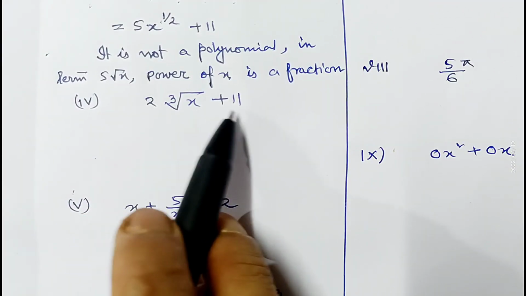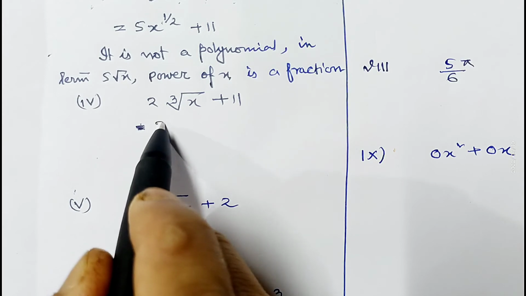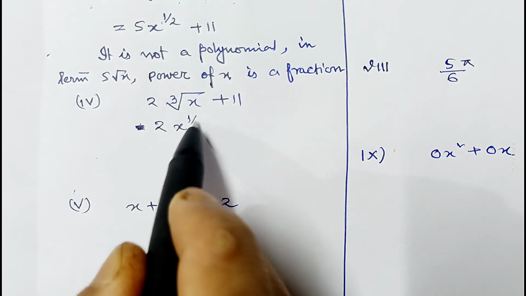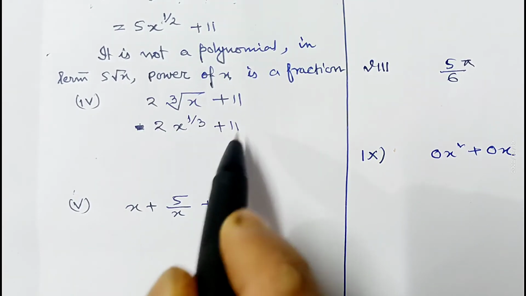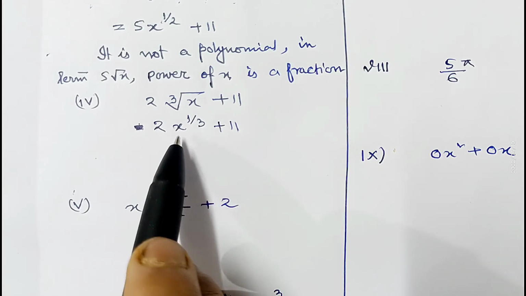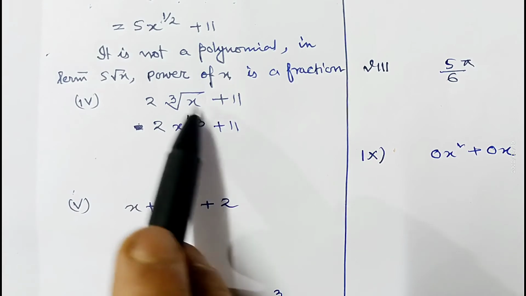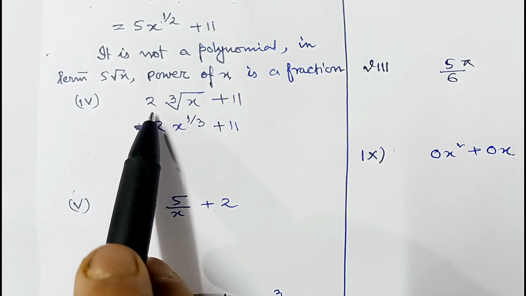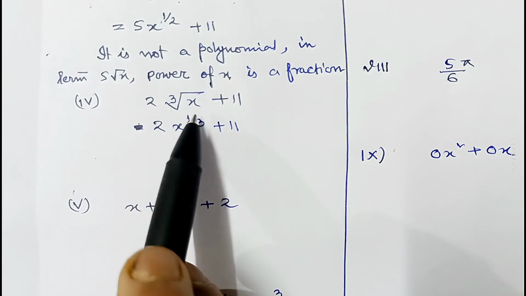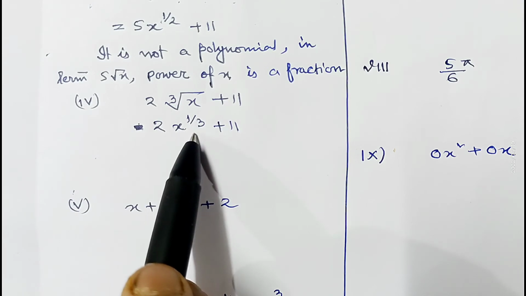2 cube root of x plus 11. Here also it is 2 x to the power 1 by 3 plus 11, so it is not a polynomial, as the power of x is a fraction. In the same way, you can write it is not a polynomial because in the term 2 cube root of x, the power of x is 1 by 3.